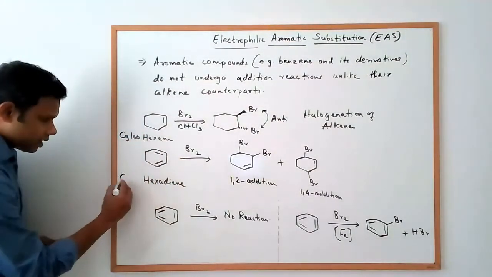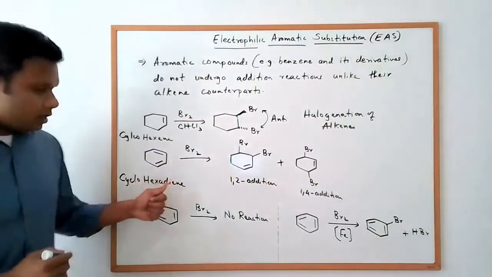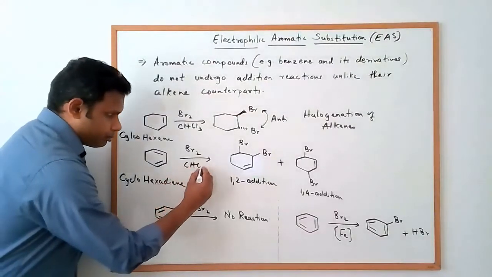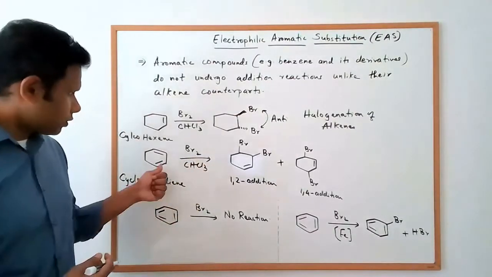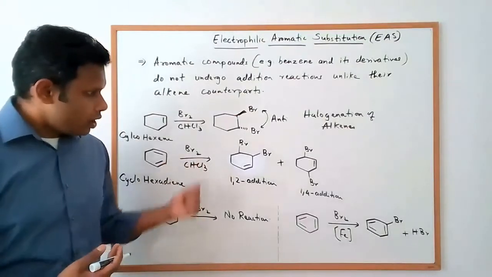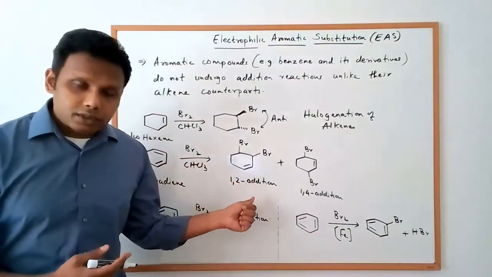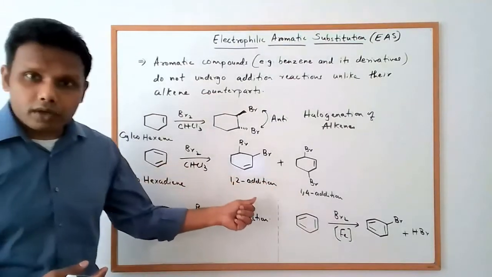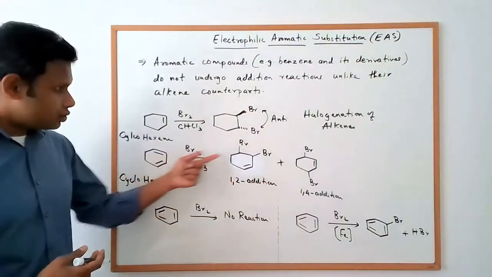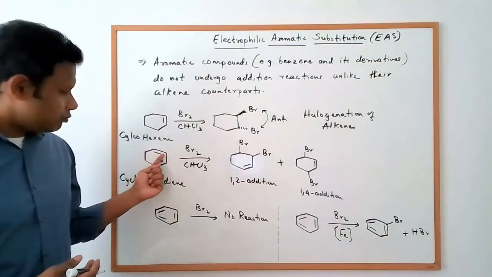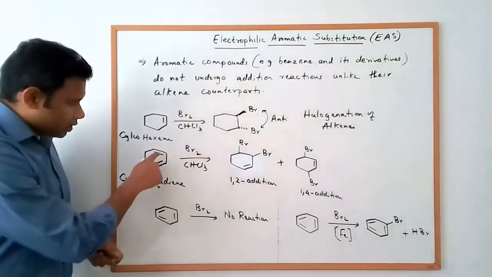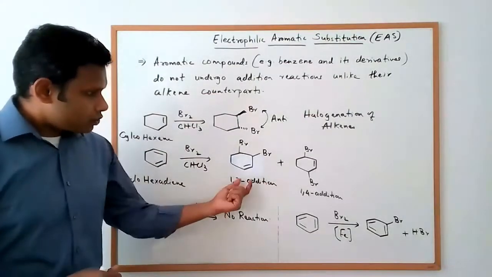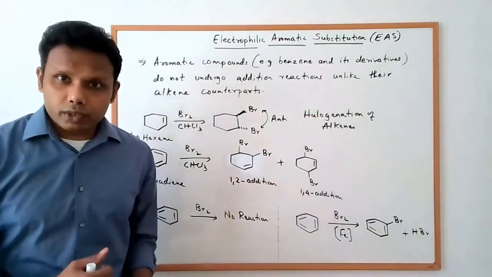Similarly, cyclohexadiene would undergo addition reaction with bromine. Again, we would do this reaction in a non-coordinating solvent. So cyclohexadiene with bromine would give us a 1,2 addition product, while also a 1,4 addition product. These products are defined on the basis of whether the two bromines add to the same pi bond or add across this conjugated system. So this is an example of a conjugated diene. So we get the 1,2 addition product and the 1,4 addition product.